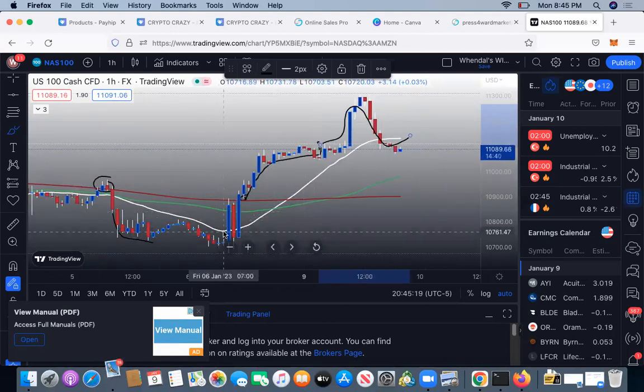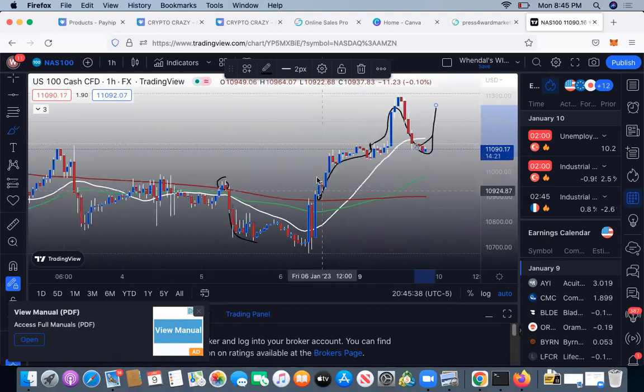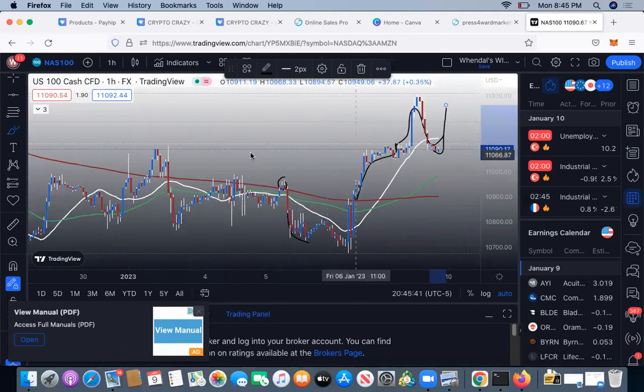It's always going to pull back to the white. And then eventually, what I'm saying, keep going this way, eventually it pulls back to the white. And that's the 20 MA. But the green I call the 50-yard line because it's the 50 EMA.